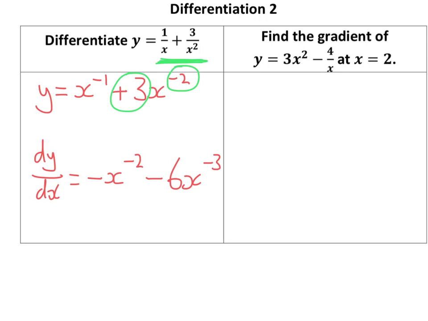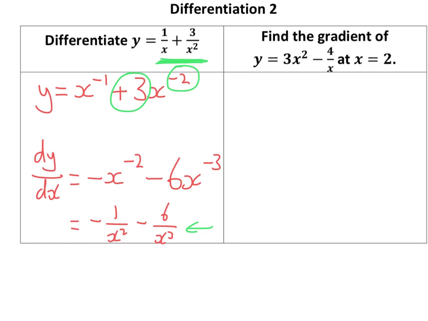Okay, now that you could write if you really wanted, but I wouldn't, as this 1 over x squared minus 6 over x cubed. Right. The only reason I wouldn't do that is because it's just another opportunity to make a mistake, and both ways of writing it are equally valid. So that's an extra step you don't really need to do.